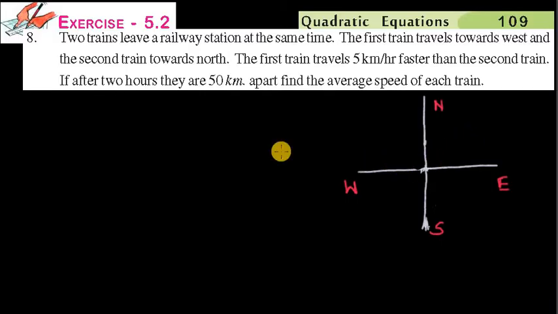Now we will take a point. The two trains started at the same point. The first train is going towards west, so I am marking here. It is going in this way. And the second train is going north, so I have taken it in this way. If I join this, I am getting a right angle triangle. So this question is based on the Pythagoras theorem, simple as that.